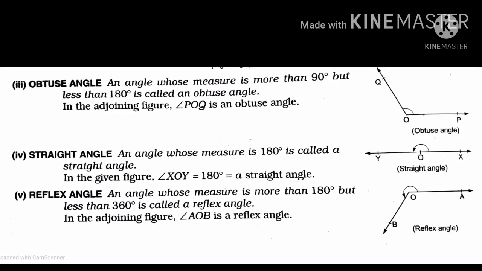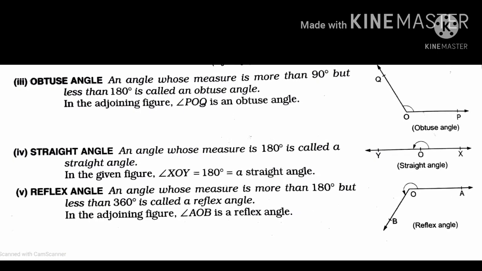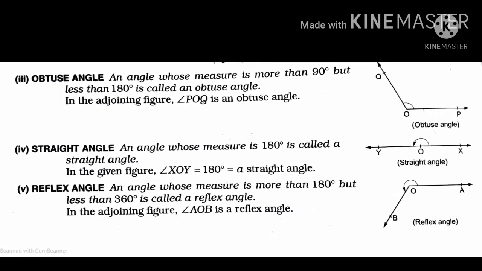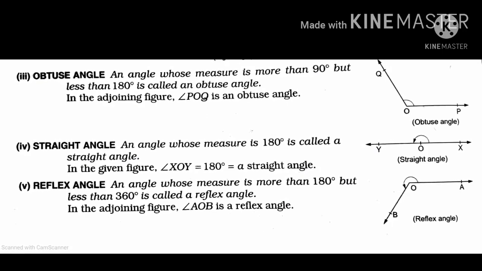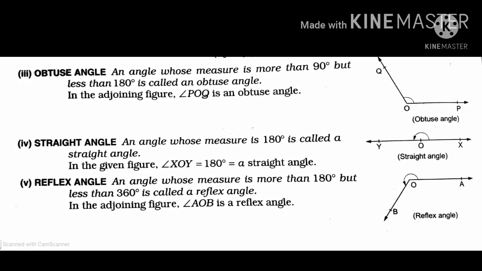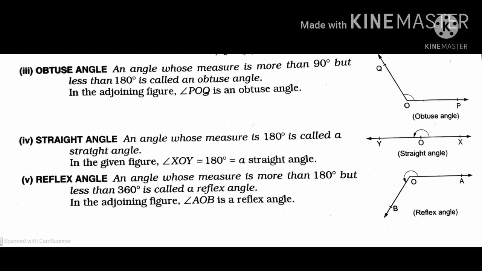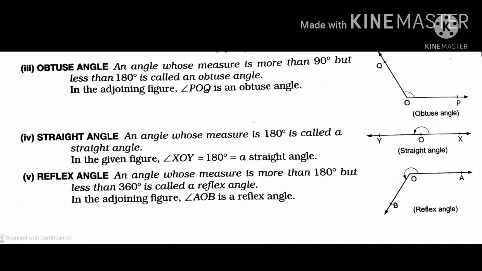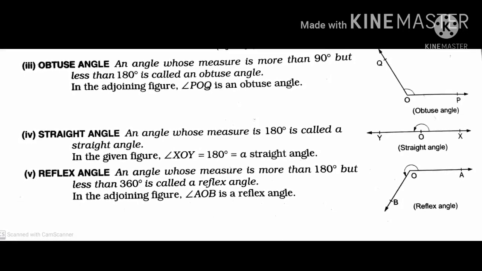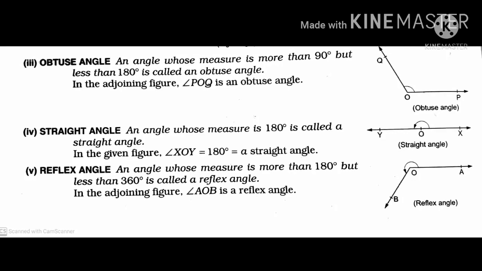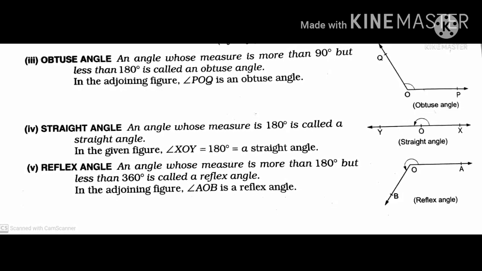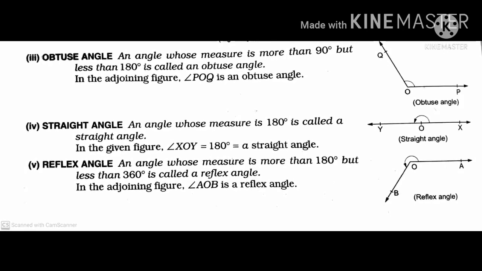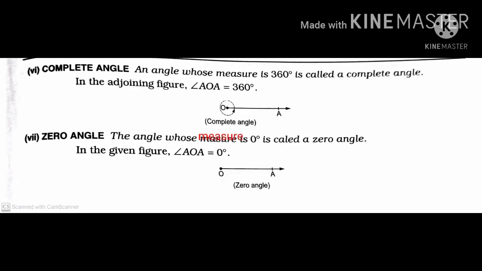Okay. Then obtuse angle: an angle whose measure is more than 90 degree but less than 180 degree is called an obtuse angle. Straight angle: an angle whose measure is 180 degree is called a straight angle. Since it forms a straight line, we call it a straight angle. Reflex angle: an angle whose measure is more than 180 degree but less than 360 degree is called a reflex angle. Next is complete angle: an angle whose measure is 360 degree is called a complete angle. And zero angle: an angle whose measure is 0 degree is called a zero angle.